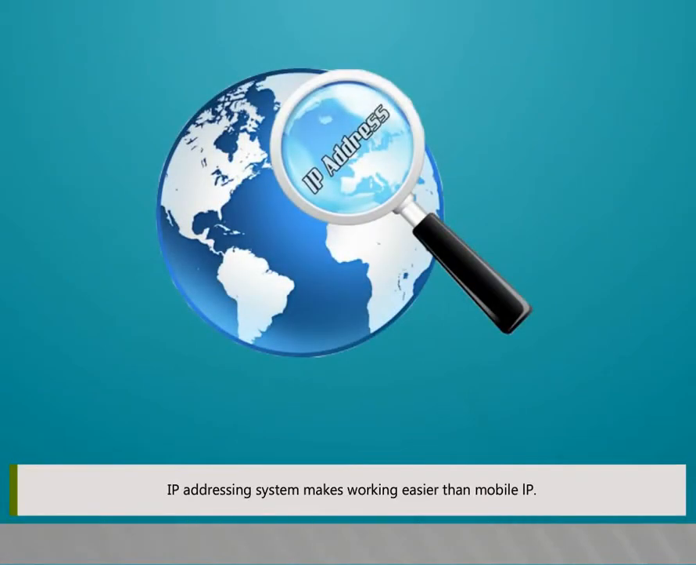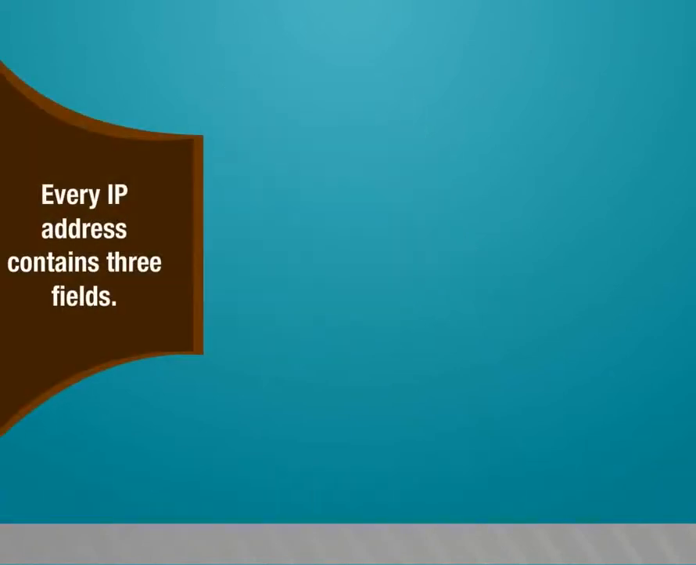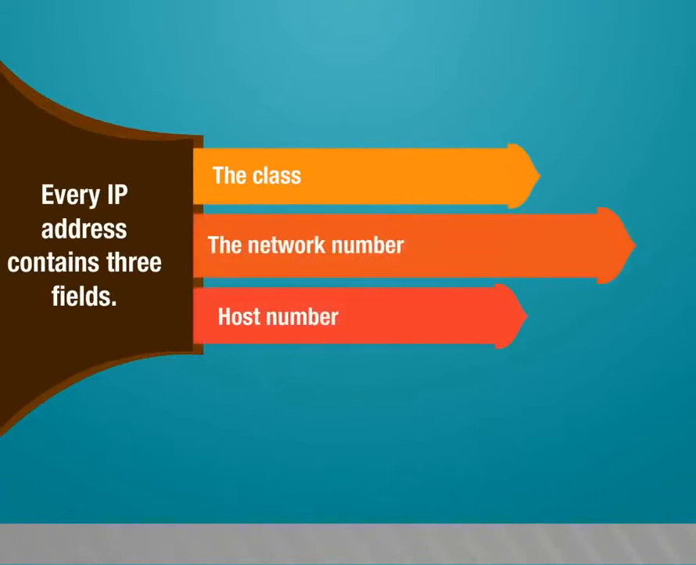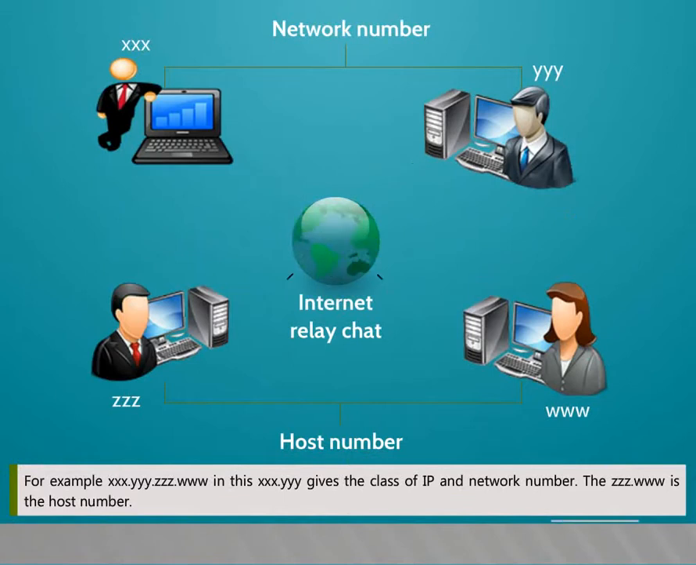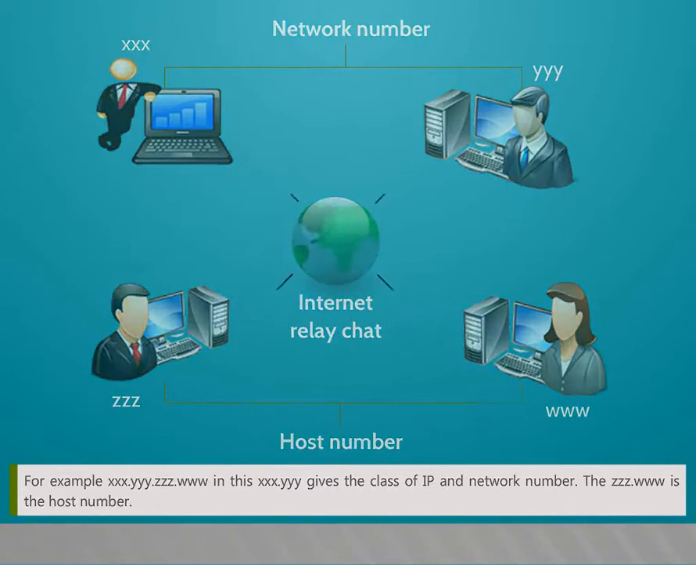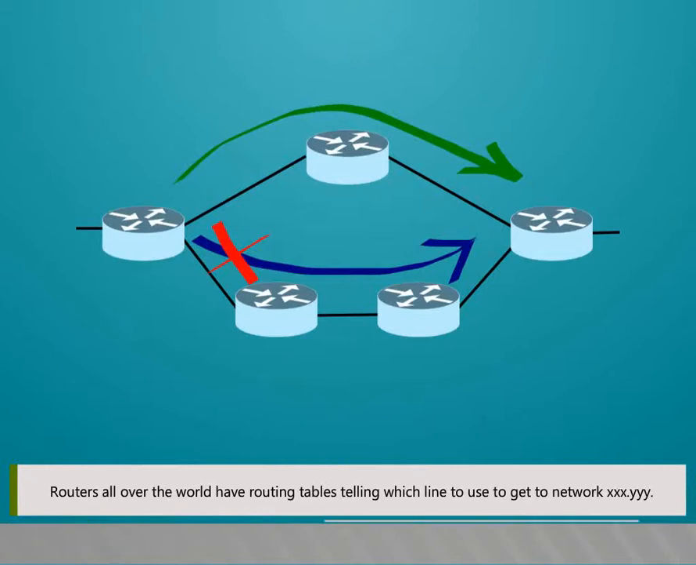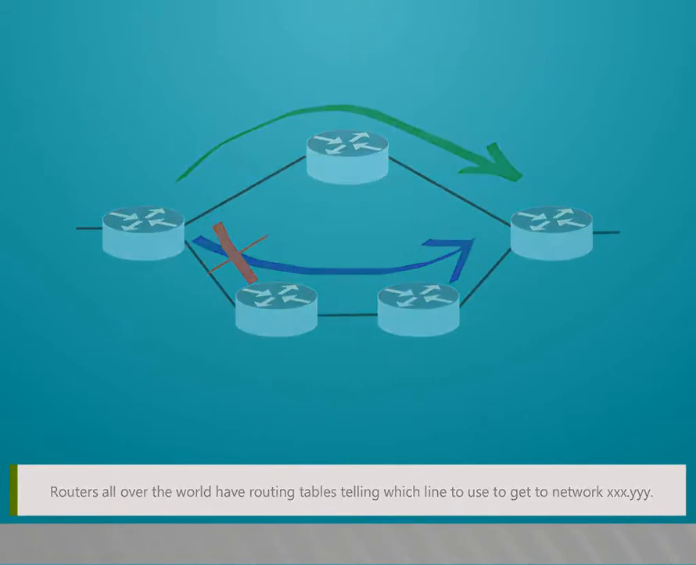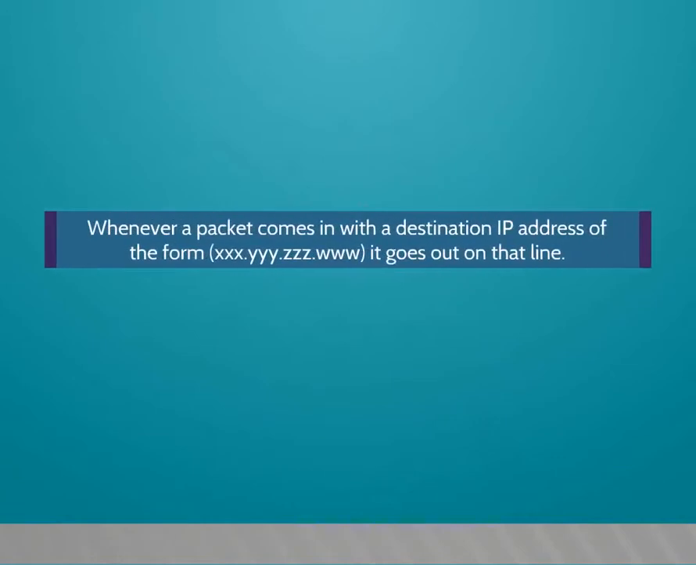The IP addressing system makes working easier than mobile IP. Every IP address contains three fields: the class, the network number, and host number. For example, xxx.yyyy.zzz.www. In this, xxx.yyyy gives the class of IP and network number. The zzz.www is the host number. Routers all over the world have routing tables telling which line to use to get to network xxx.yyyy. Whenever a packet comes in with a destination IP address of the form xxx.yyyy.zzz.www, it goes out on that line.